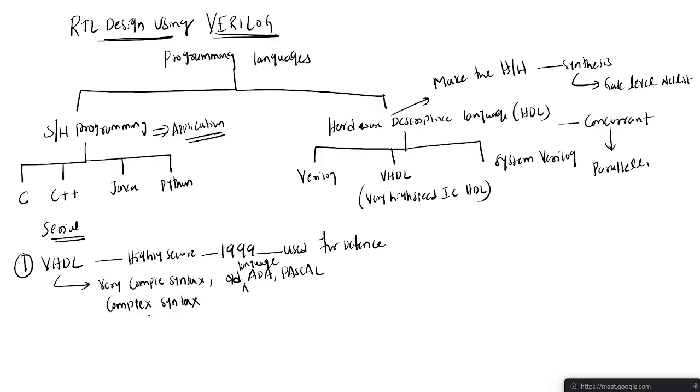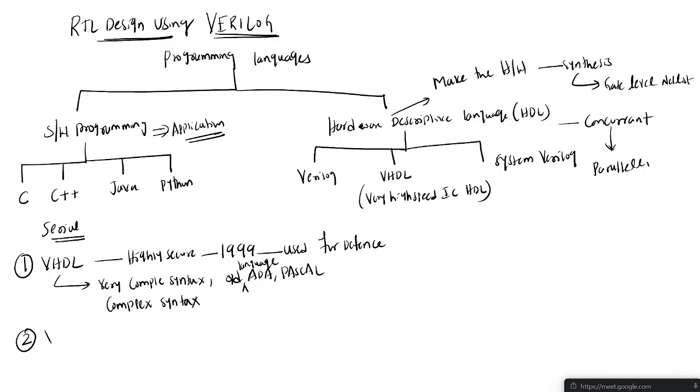So VHDL has complex syntax, and separately you need to declare header files like IEEE. In the entity you need to declare the inputs and outputs, and in the architecture you need to write whatever the logic is. So here our attention is not VHDL, our attention is Verilog.